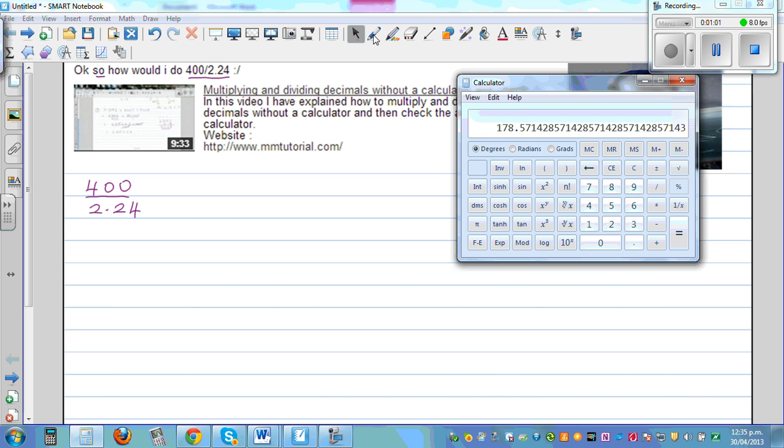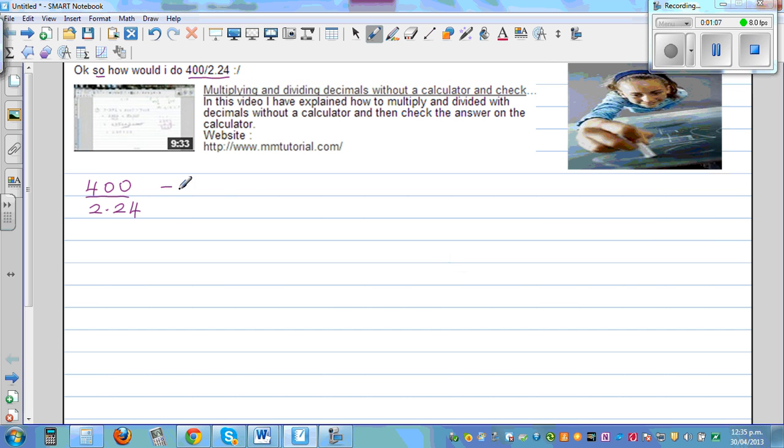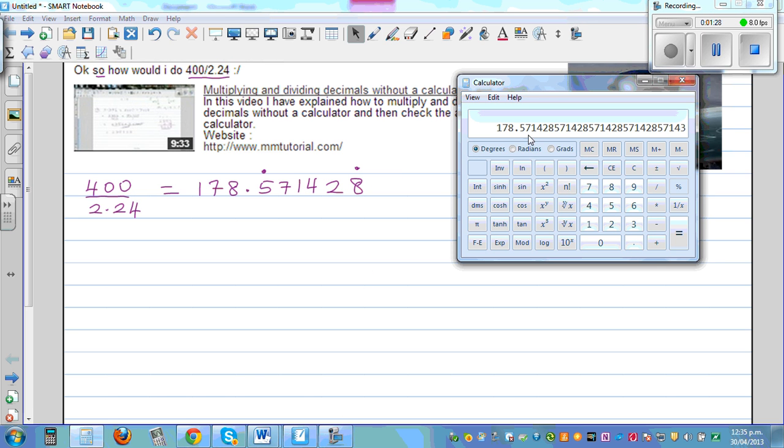So I will write the answer first. It's 178.571428 recurring. If you put a recurring dot on these two numbers, that means this is recurring. So let me show that number again: 571428, 571428, and it keeps going on.